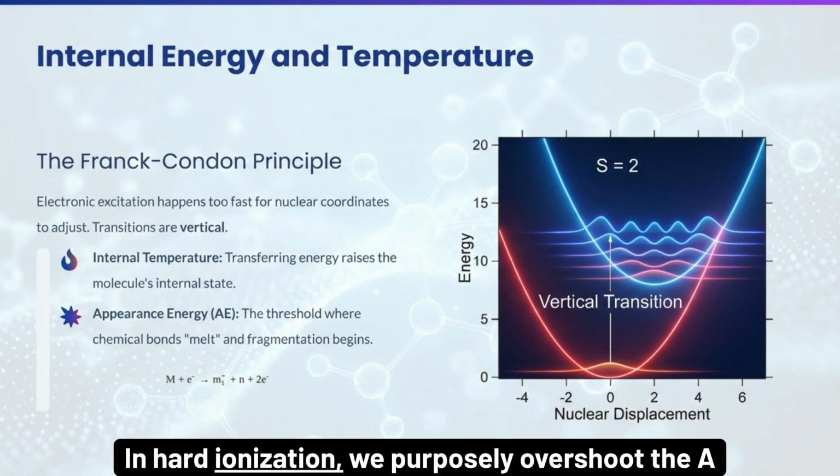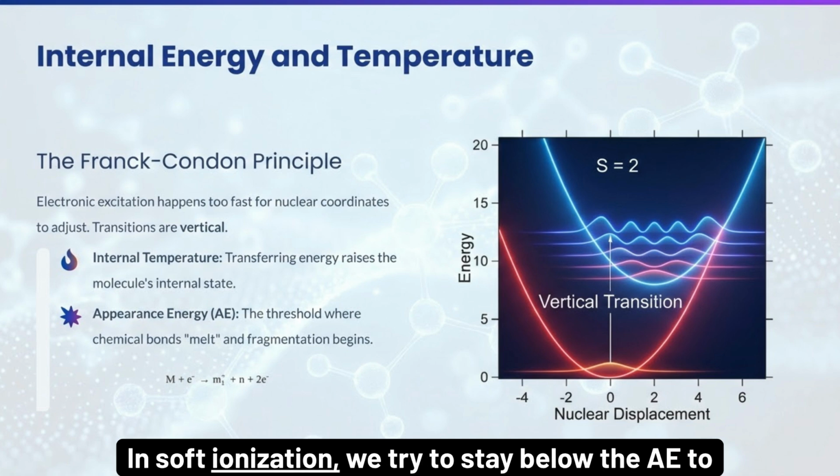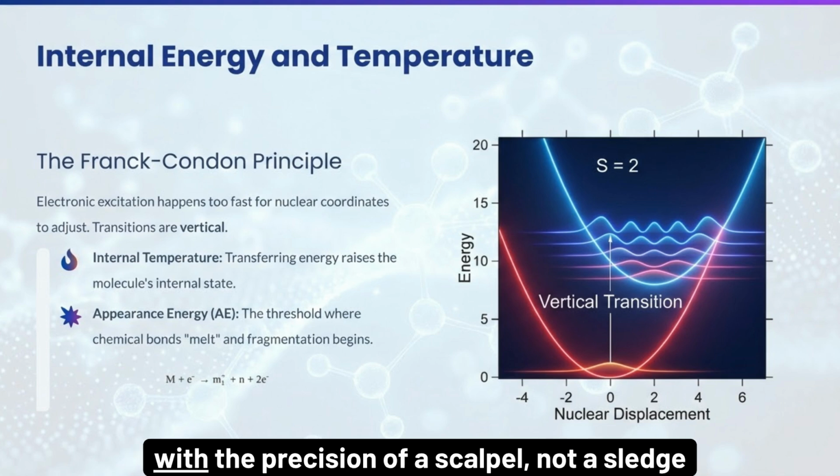In hard ionization, we purposely overshoot the AE to create fragments like M1+ and M2+. In soft ionization, we try to stay below the AE to keep the molecule whole. As a master, you must learn to deliver energy with the precision of a scalpel, not a sledgehammer.